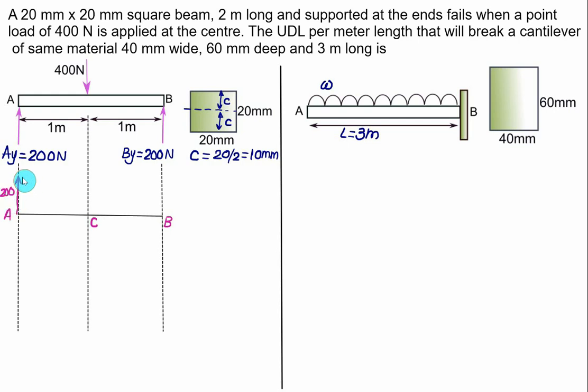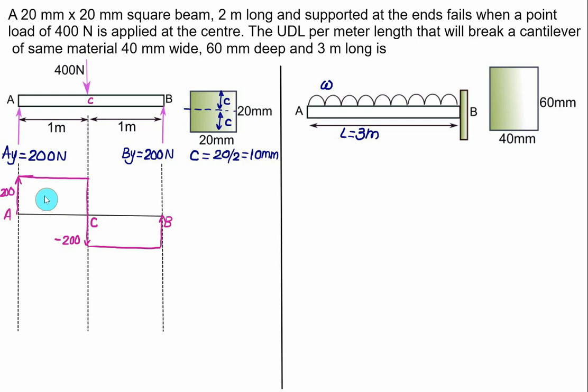No force is acting between A and C, and therefore the shear force diagram remains constant. So no change in the shear force diagram. Then suddenly a load of 400 Newton acts at point C, so you have to move downward by 400 Newton. Finally, we attain a value of minus 200 Newton. Between C and B there is no change in the load, so the shear force remains constant, and with the reaction at B, which is 200, it will end at 0.